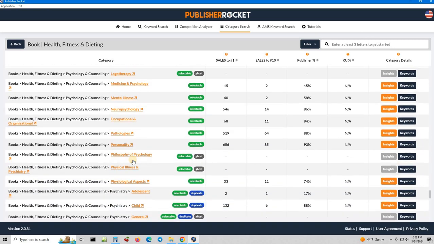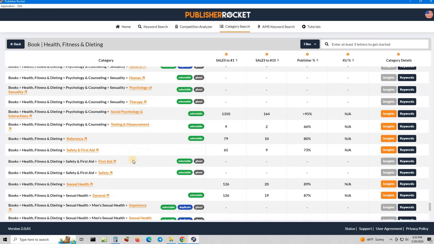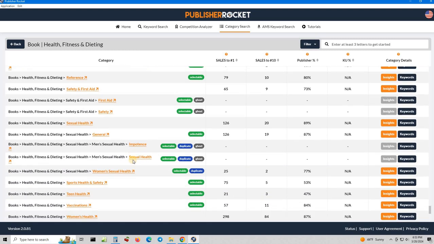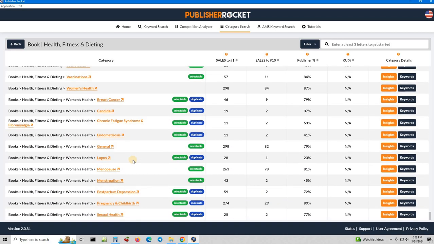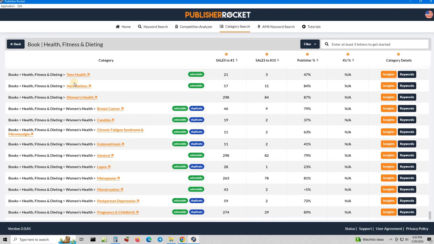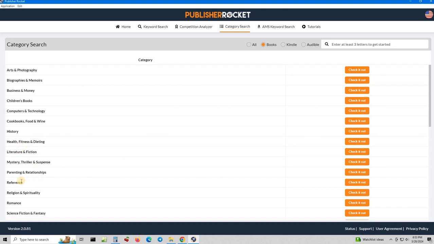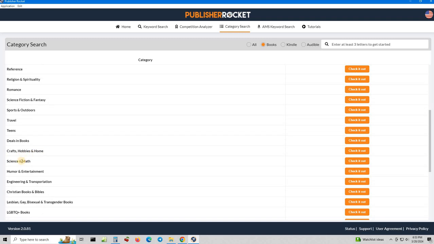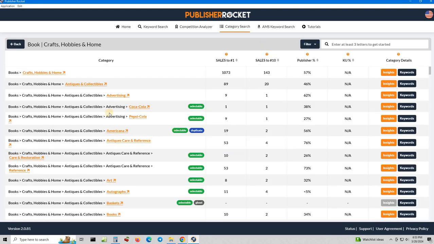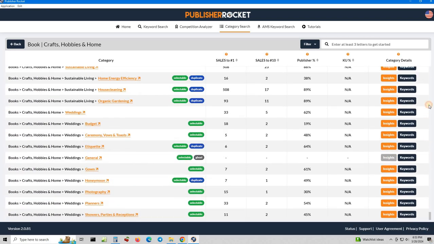Psychology and counseling, I don't think so. So this is a pretty vast category. These are all subcategories of health and dieting. Women's health, no, that's the end. Let's go back. There was another one, who was it? Here, crafts, hobbies, and home. Yeah. So this is a pretty big category too. There's a ton of subcategories in here.